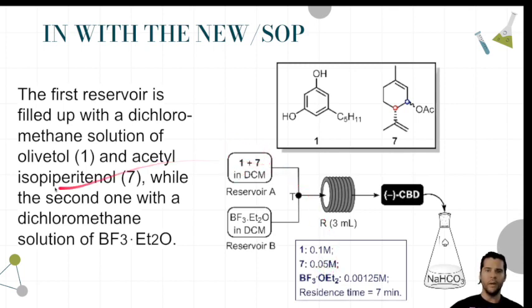0.05 moles of number 7, your ISO, in reservoir number 1. In reservoir number 2, you've got your BF3·Et2O in DCM. So DCM here.